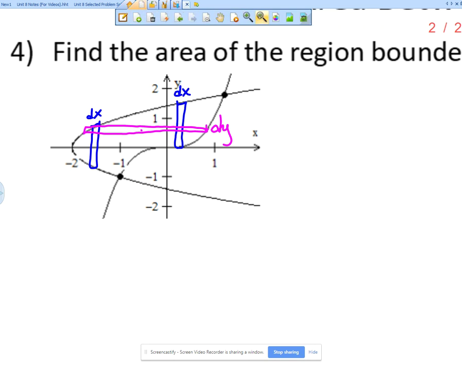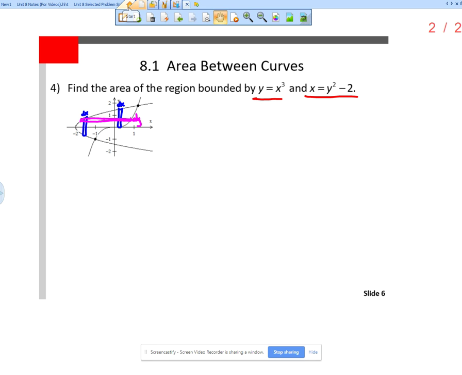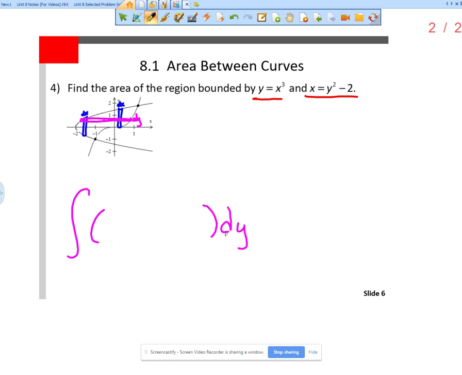So let's zoom back out. Too far, probably? No, that's good enough. Now what we want to do is integrate with respect to y. So now I have y equals x cubed, but if I'm integrating with respect to y, I need an x equals equation. So x equals the cube root of y. And over here, x equals y squared minus 2. I would leave it as x equals y squared minus 2 because it's already in x equals form.